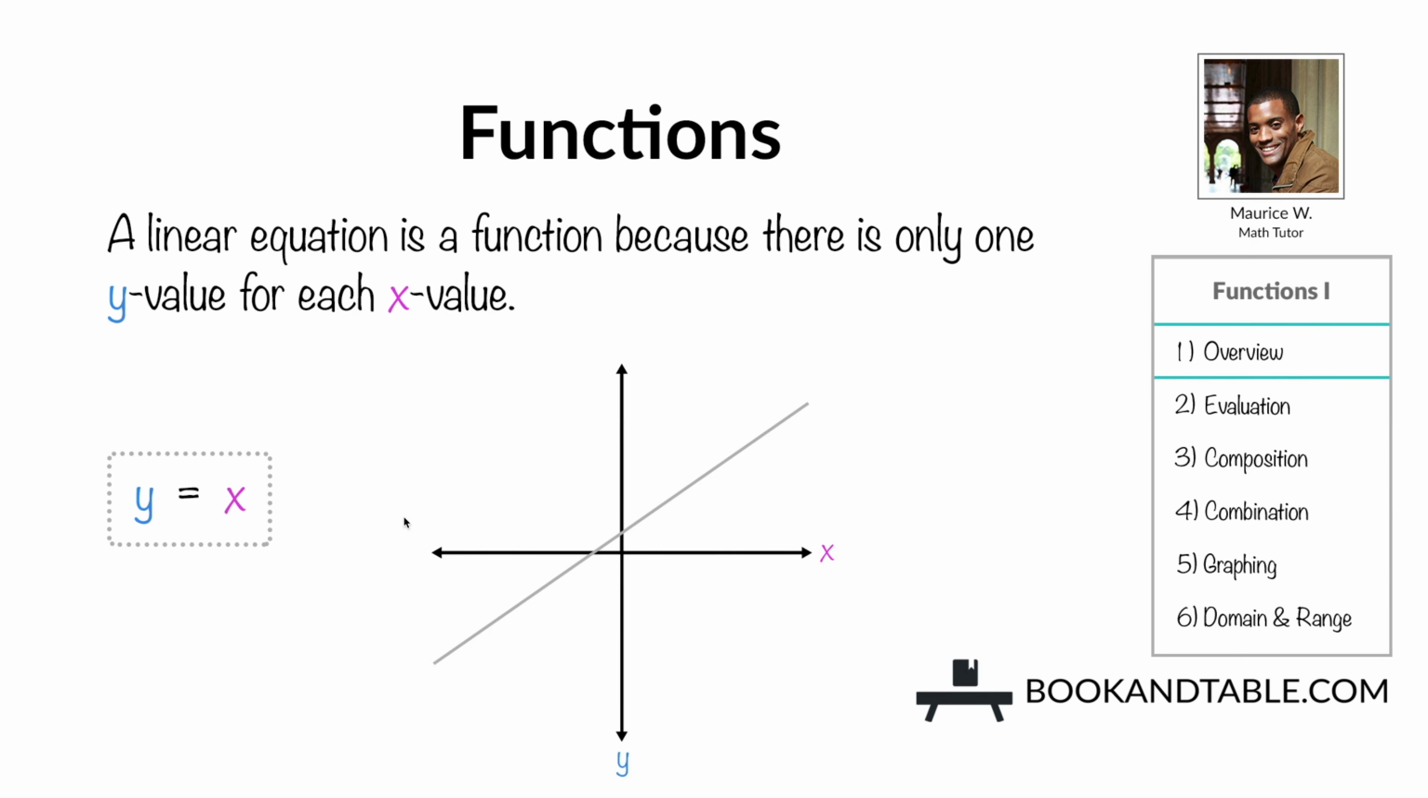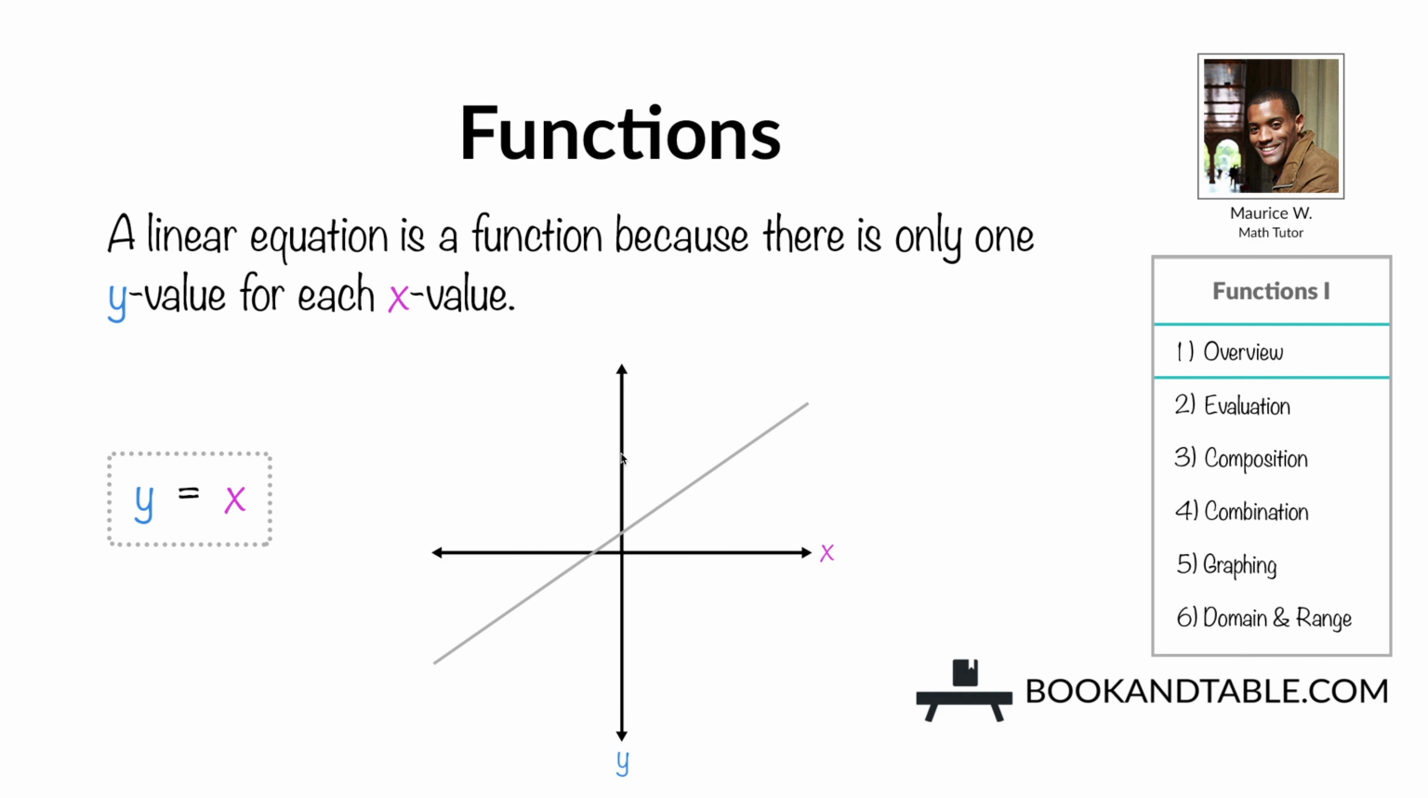Now, let's review a few different types of functions. A linear equation is a function because there is only one y value for each x value. So here's an example of a line. And a line in general has the basic equation of y is equal to x. They both have an exponent of 1.